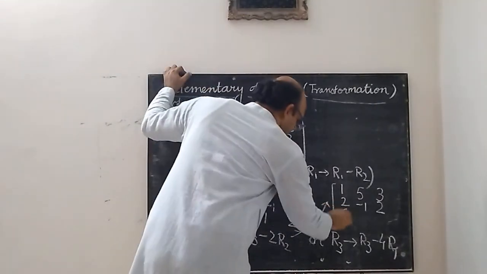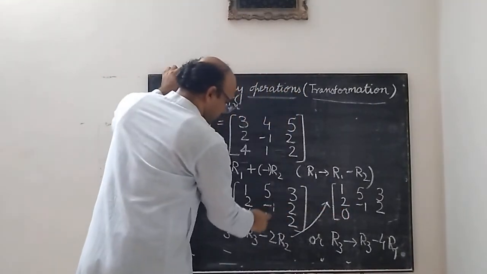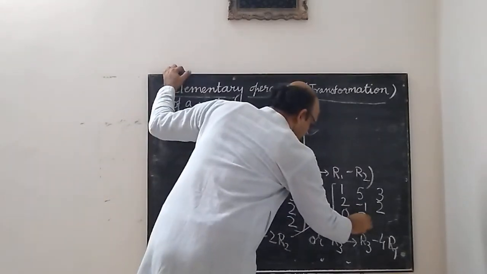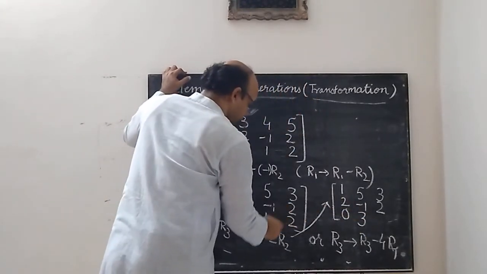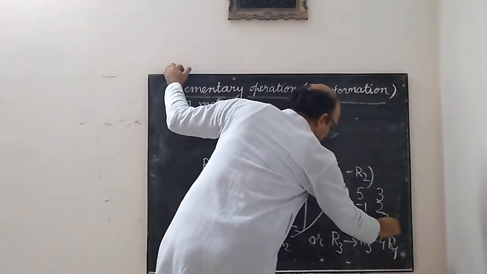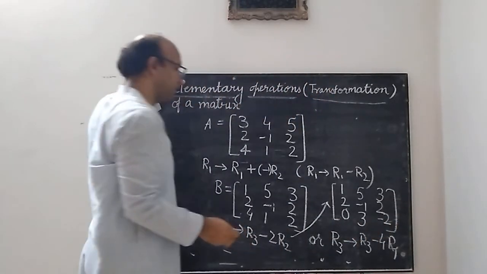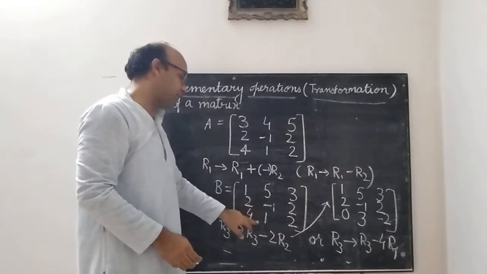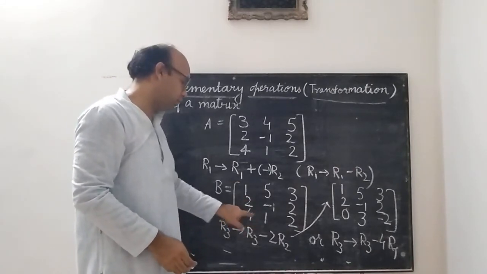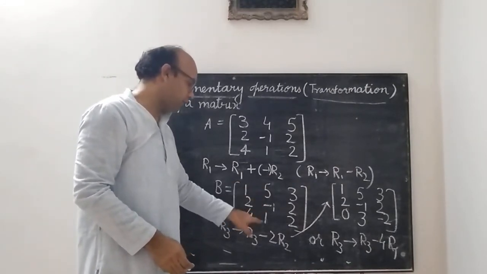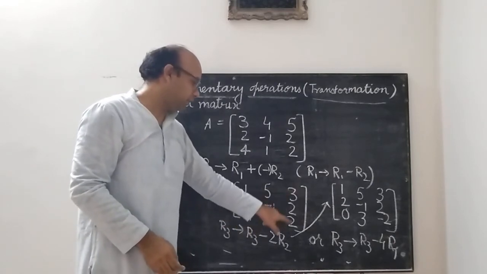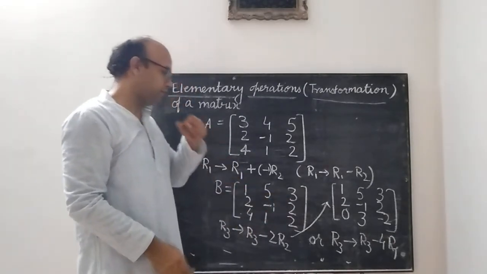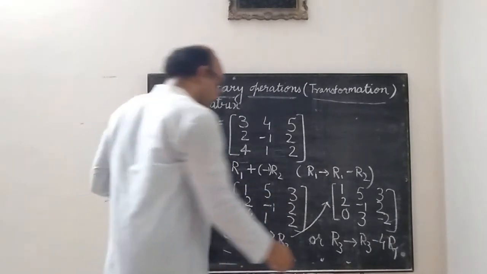So what we get is 0, this is 3, 2 minus 4 is minus 2. So this is how we will be making the changes. And if you multiply this by 4 and subtract from this one, this will be 0. This is 1 minus 20 is minus 19. 2 minus 12 is minus 10. So this is what we will be getting.